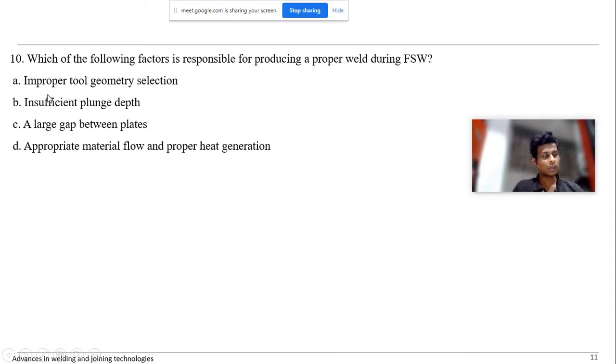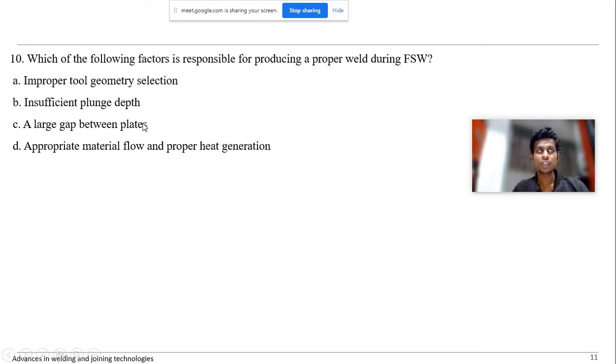So, like D, appropriate material flow and proper tool geometry. We know there are tapered tools, cylindrical tools, threaded tools, and we need to decide which tool to use for which material. So proper tool geometry selection should be there, but here they have mentioned improper, and if you use improper geometry, then we'll end up with a bad weld. Plunging is also important, so that proper contact is made between the shoulder and the tool pin.